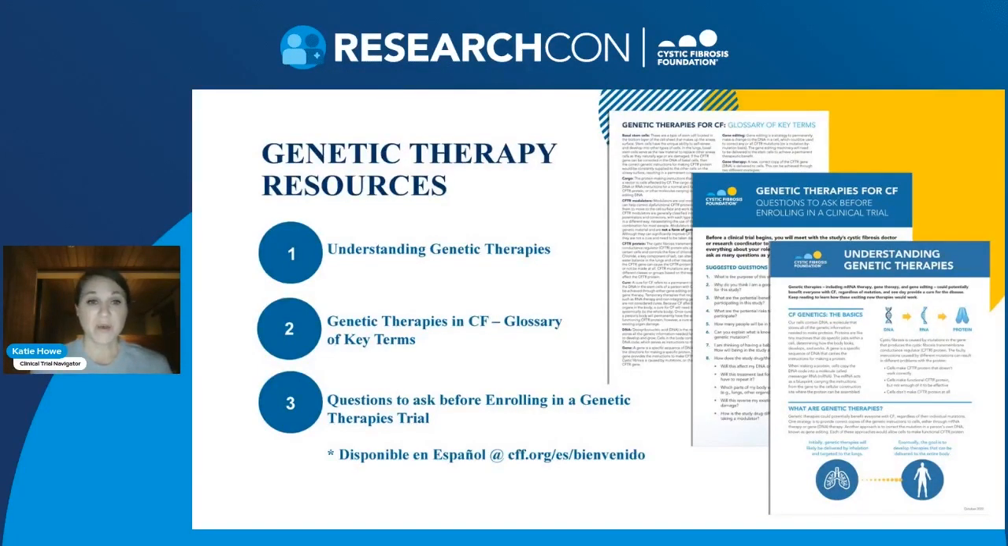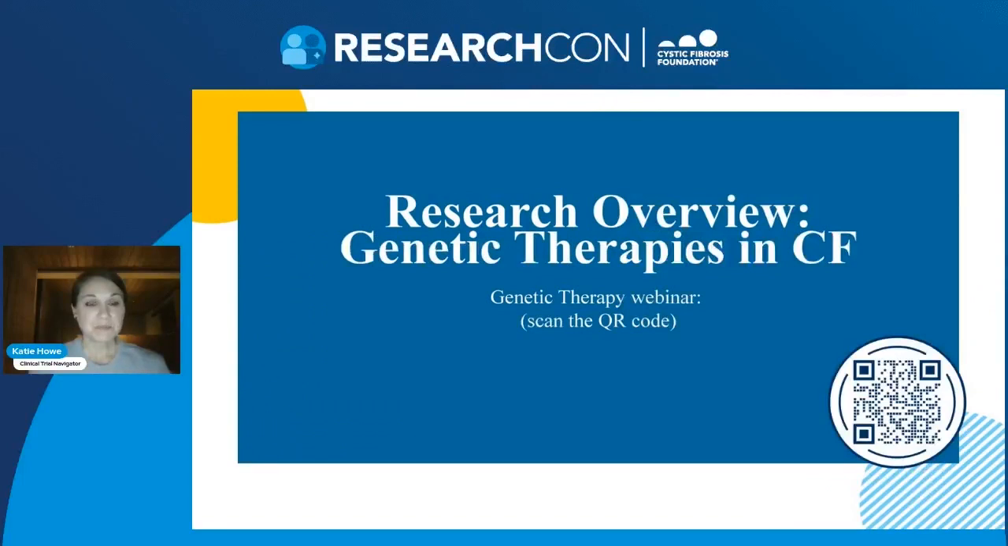One of the resources is an overview of understanding genetic therapies. One is a glossary of key terms that we readily use, whether it's care team members or research team members, to help make yourself more familiar with those. And the biggest one is a list of questions that you can ask before enrolling in a genetic therapy trial. This is a really good way to start that conversation about genetic therapies with your care team, your provider, or your research team. I do want to mention that these are all available in Spanish on the CF Foundation's Spanish website.